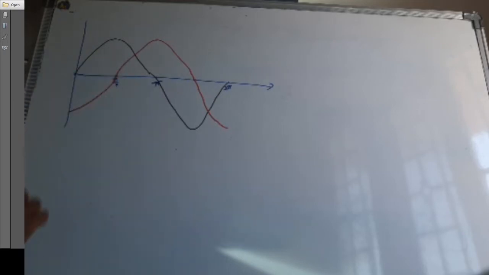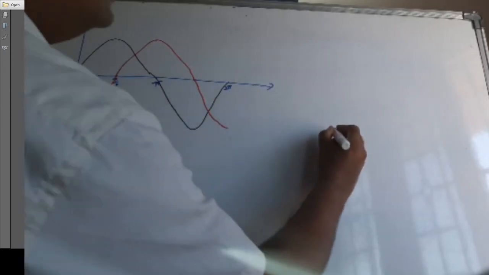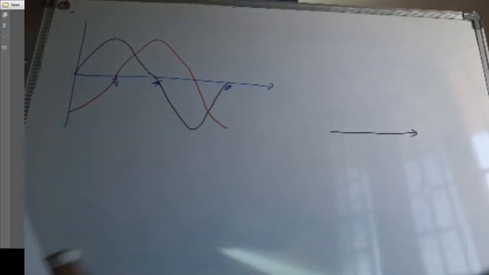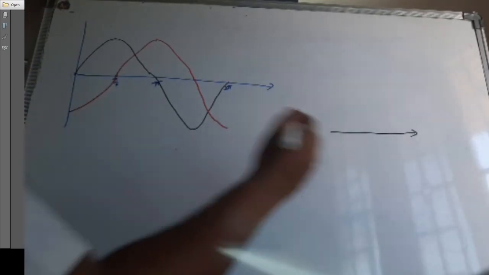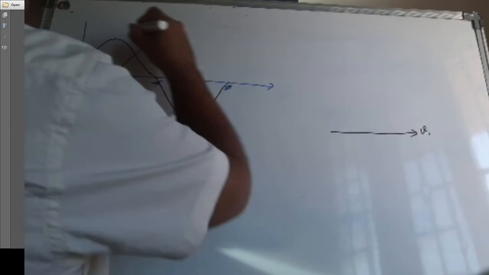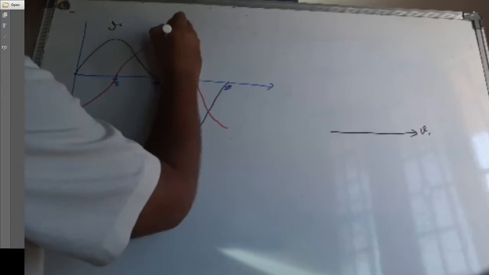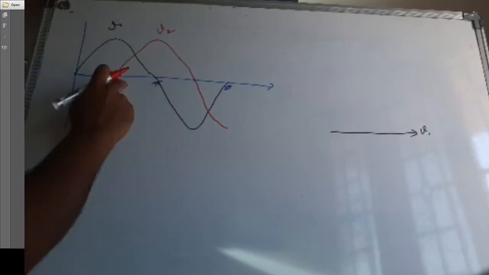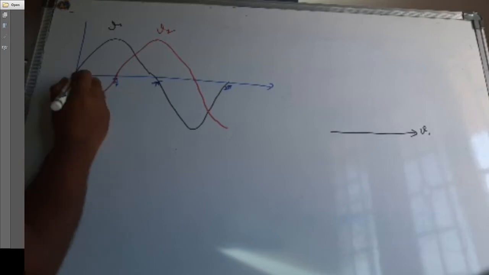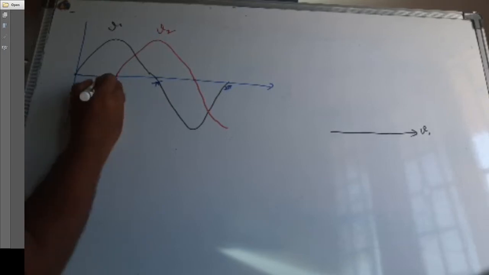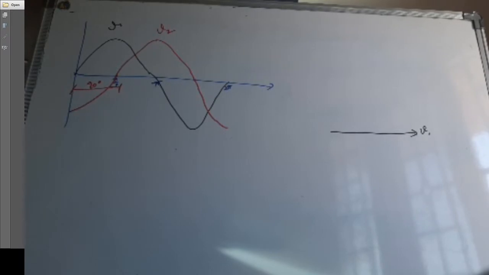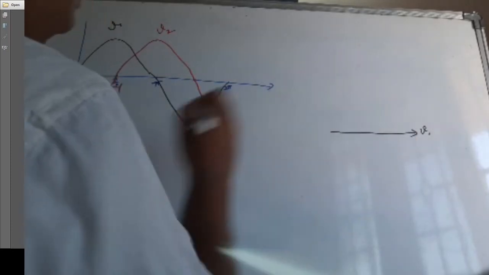Since the black waveform starts at 0, I can take it as the reference, which points towards the right. And here there is another waveform, V2. This starts at an angle of 90 degrees from V1. So there is a phase angle of 90 degrees.